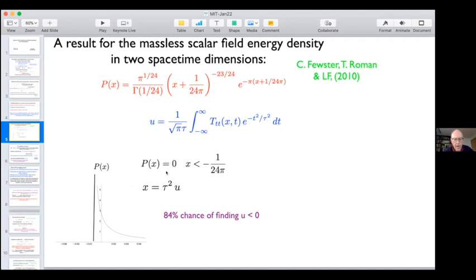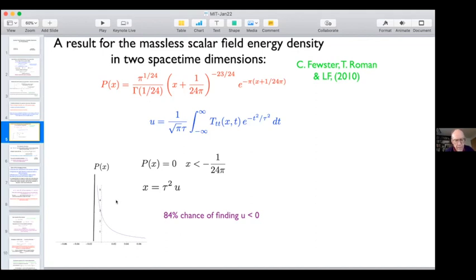But in fact, you can also find negative values between 0 and minus 1 over 24 pi. That's the lowest eigenvalue of the averaged operator in this case. And the probability distribution is actually plotted here. It has, because of this strange exponent here, which is slightly larger than minus 1, the probability distribution is singular in this case as you approach the lower bound, but it's integrably singular. So the integral of this function from minus 1 over 24 pi to infinity is in fact 1.